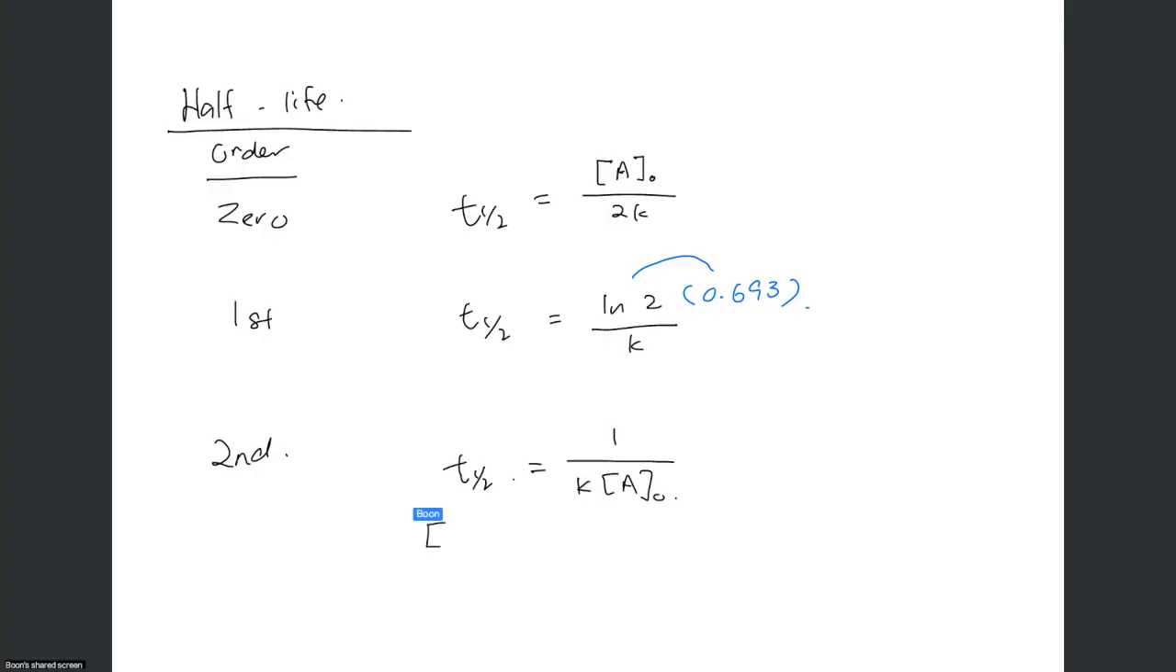So, initial concentration, this is the initial concentration. And k is the rate constant. T half is half-life.